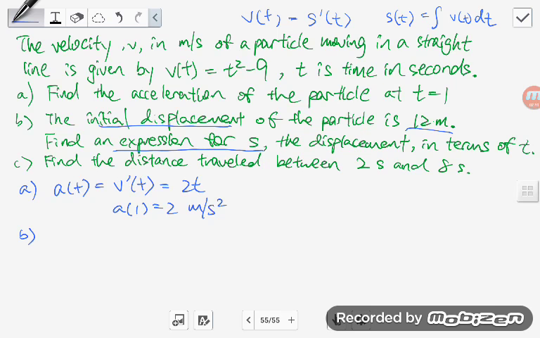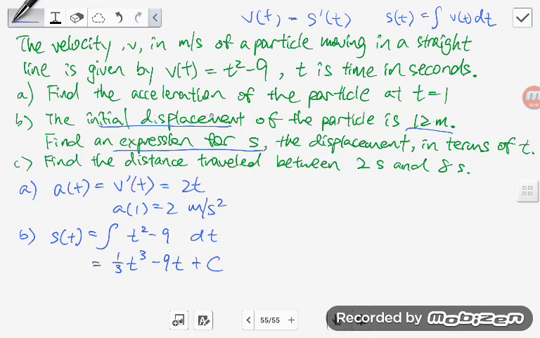If I differentiate my displacement, I will get my velocity. In other words, if I integrate my velocity, I will get back to my displacement. So let's do that. My s of t is equal to the integral, and this is indefinite because they didn't tell us what time to what time. So the integral of v of t, t squared minus 9, dt, will give me one third t cubed minus 9t plus c. This is my indefinite integral.